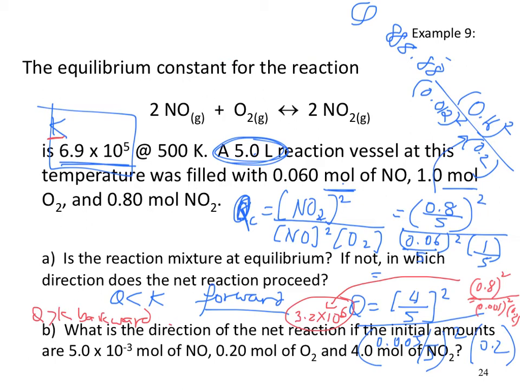Anytime Q is less than K, it's a forward reaction towards the products. Anytime Q is more than K, it's a backward reaction towards the reactants. Anytime it is exactly equal to K at a certain temperature, you say equilibrium has been hit. Okay, I want to spend a couple minutes going over certain kinds of questions.